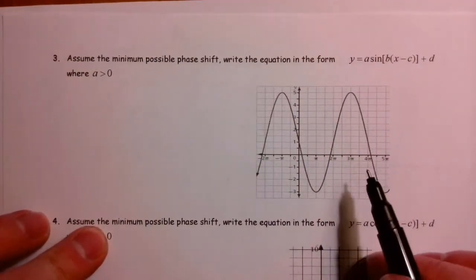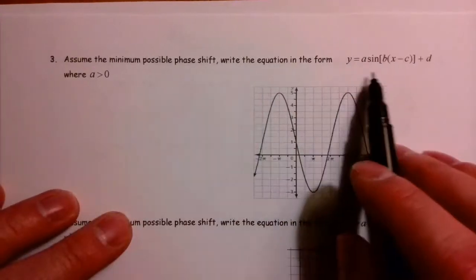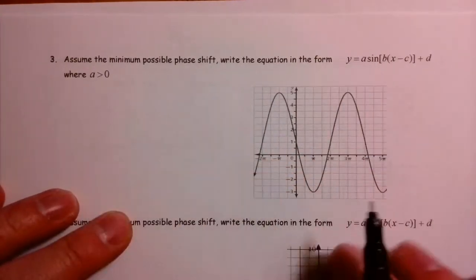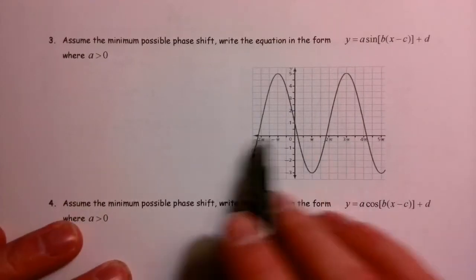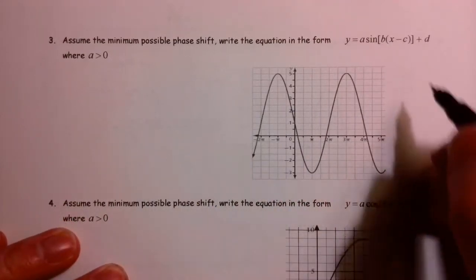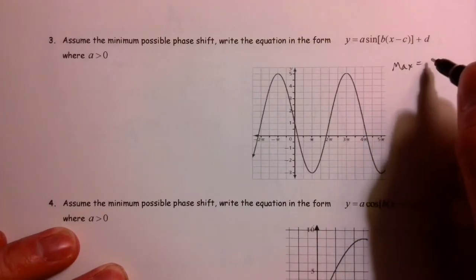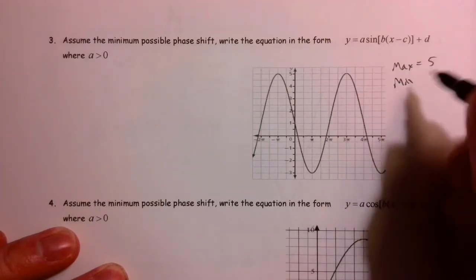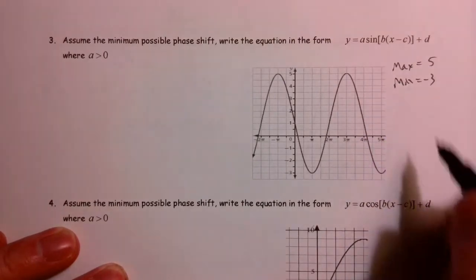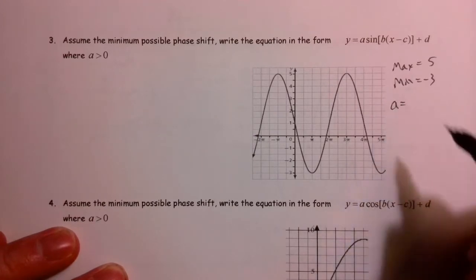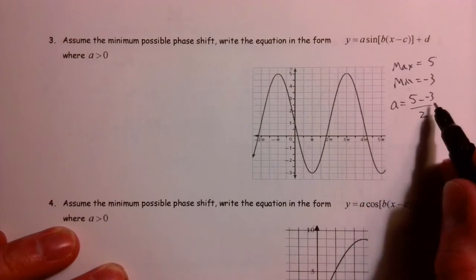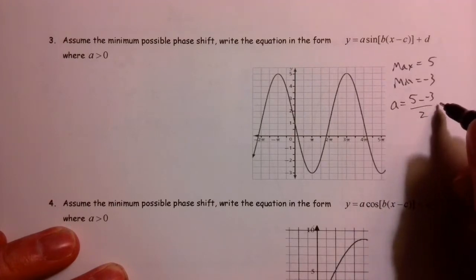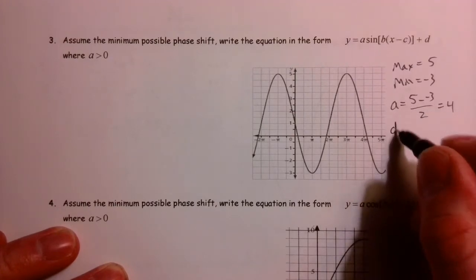We're going to do the same thing with this one here. This time the question is asking for a positive sine graph. So we can move a little bit quicker. We don't have to find them all. In this case here, my maximum is going to be 5. My minimum is going to be negative 3. And so I can tell you right now, my A value is going to be 5 minus negative 3 over 2. So 5 minus negative 3 is going to be 8 divided by 2 is 4.